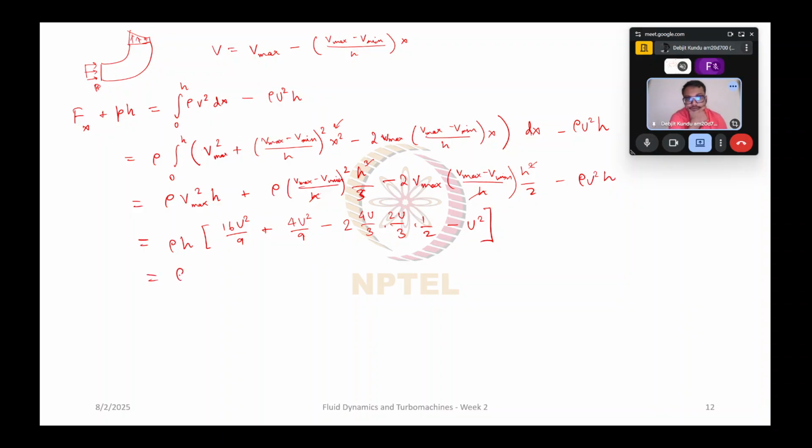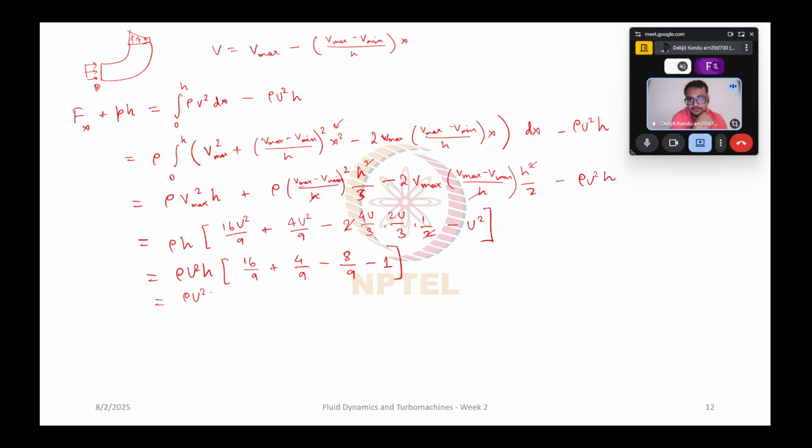So now we can take u squared out as well, which leaves us with 16 by 9 plus 4 by 9. 2 cancels out, that gives me minus 8 by 9 minus 1. It's just a lot of algebra at this point. 16 plus 4 is 20. 20 minus 8 is 12. And 12 minus 9 is 3. So 3 by 9, that's 1/3.